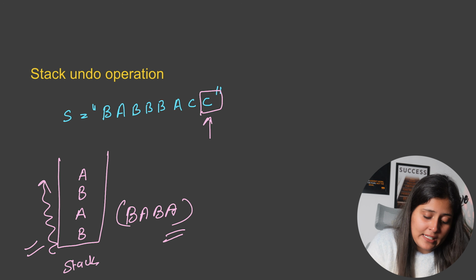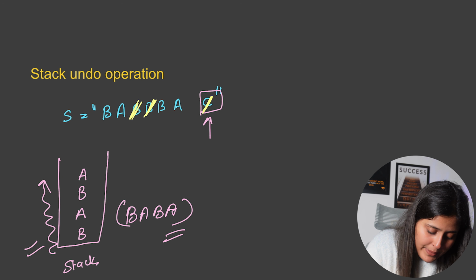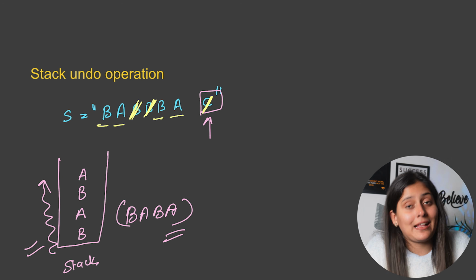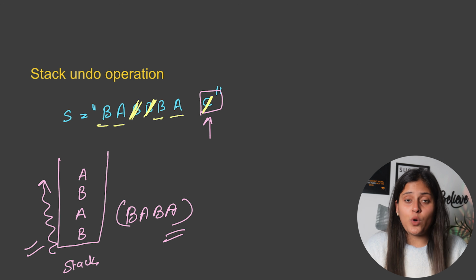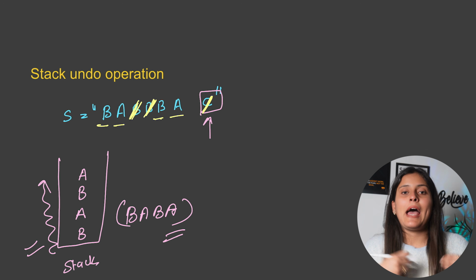And if you see it like this also, if you want to delete, this B will cancel out this B and this C will cancel out this C. B, A will not be cancelled out, and this is called the stack undo operation. So undo operation is nothing but keep removing the adjacent elements as per the question.